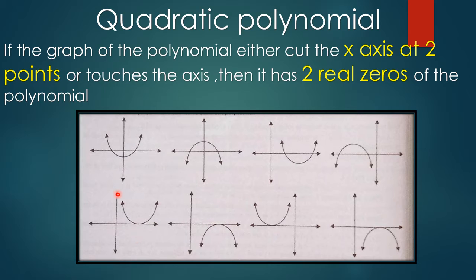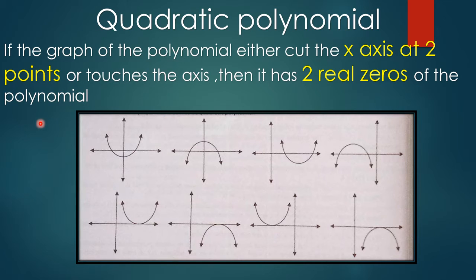Now here it is U-shaped, which is called a parabola, but it is not touching the x-axis at 2 points, it touches at 1 point. So these are the different possibilities. Here we can say that it has two real zeros of a polynomial.